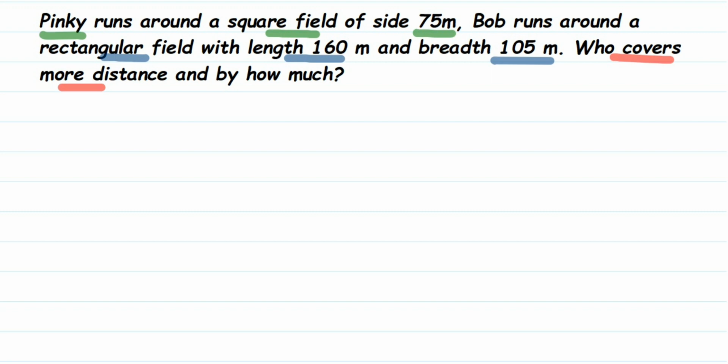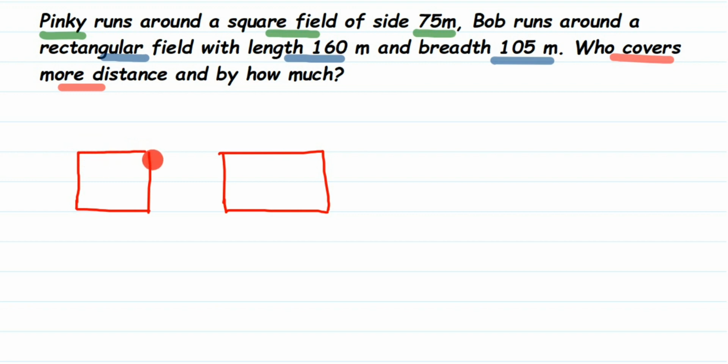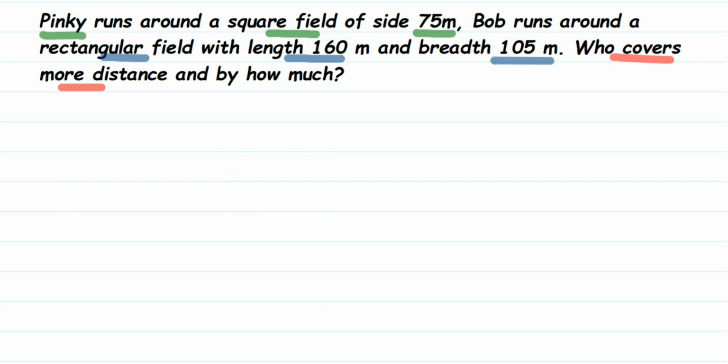Now since both are running around the field, right? So this is a rectangle, and let me take a square here. When Pinky is covering the distance here, she's actually covering the perimeter of the square. So if suppose she's starting from here and she's running around the square field, which means she's covering the perimeter of the square. Similarly, Bob is also covering the rectangular field, which means we have to find out the perimeter of the rectangle, right? This boundary is nothing but the perimeter, right? So we have to find out the perimeter of both square and rectangle, and then we have to compare which one is greater. So first we're going to find out for Pinky.